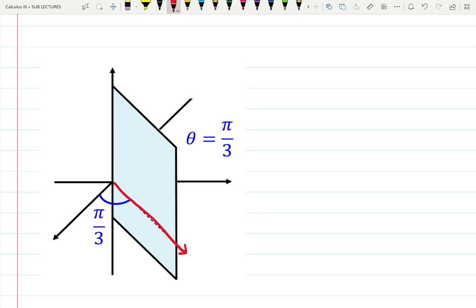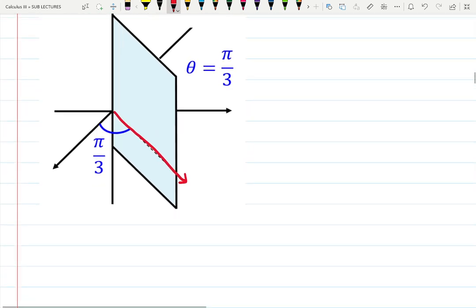Does it make sense? So this is the idea. Just like for cylindrical coordinates, it's a half plane. Let's write down half plane. Theta equals pi over 3, which is 60 degrees. Half plane going through.